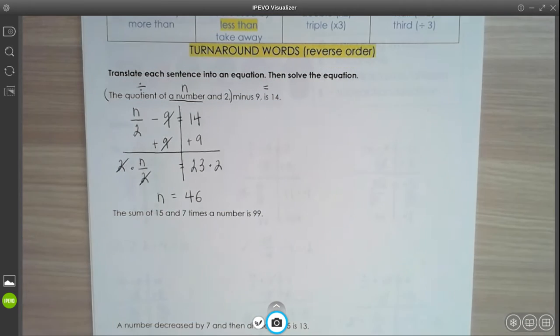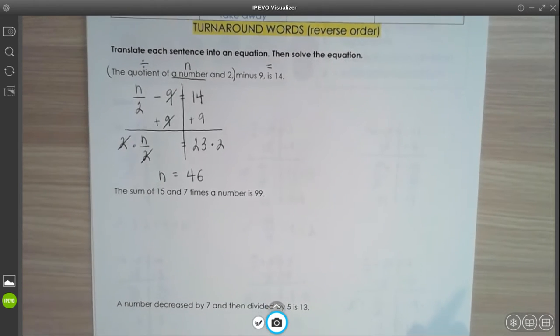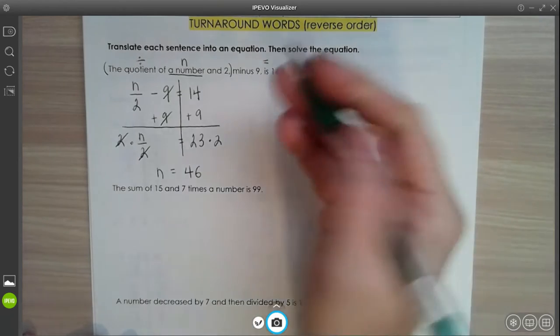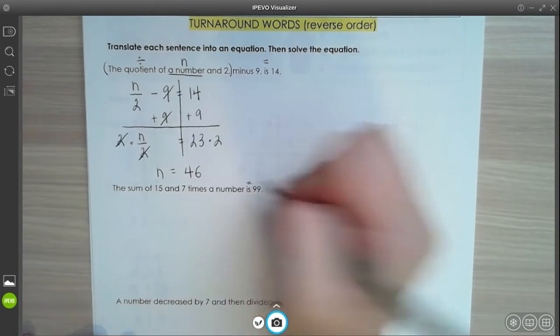Okay, so the next one, the sum of 15 and 7 times a number is 99. So this one does not have any commas in it. So we have to kind of read it as is. The sum of 15 and whatever is 99. So is means equals, right?